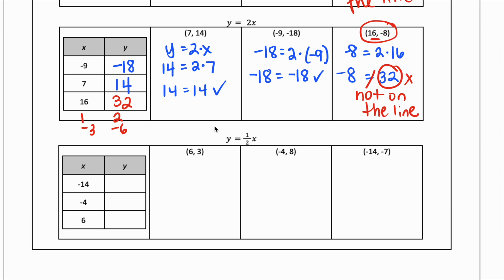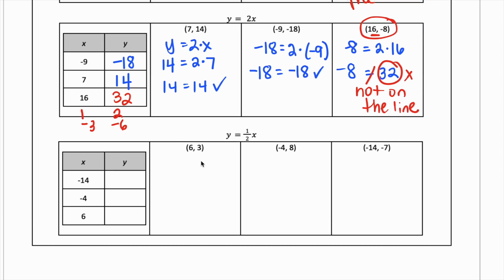Okay? In our last table here, we're going to keep going and check to see which of these points is going to be on the line y equals 1/2 x, meaning x is being multiplied by a half. So as a reminder, when we do this, y equals 1/2 x, 1/2 is being multiplied by x, and x is going to be a whole number or integer here. We have -14, -4, and +6. So when we multiply a fraction times a whole number, remember our fraction can always be made by writing the whole number over 1. So we might need to do that.